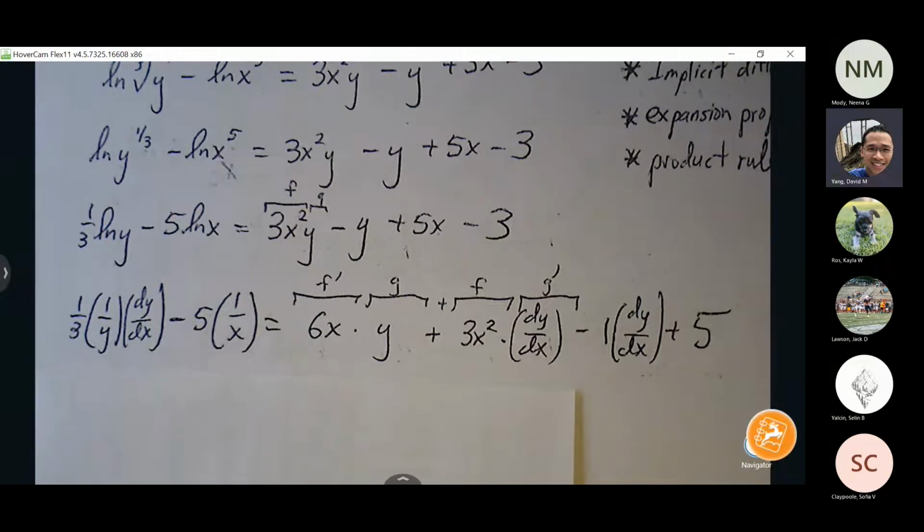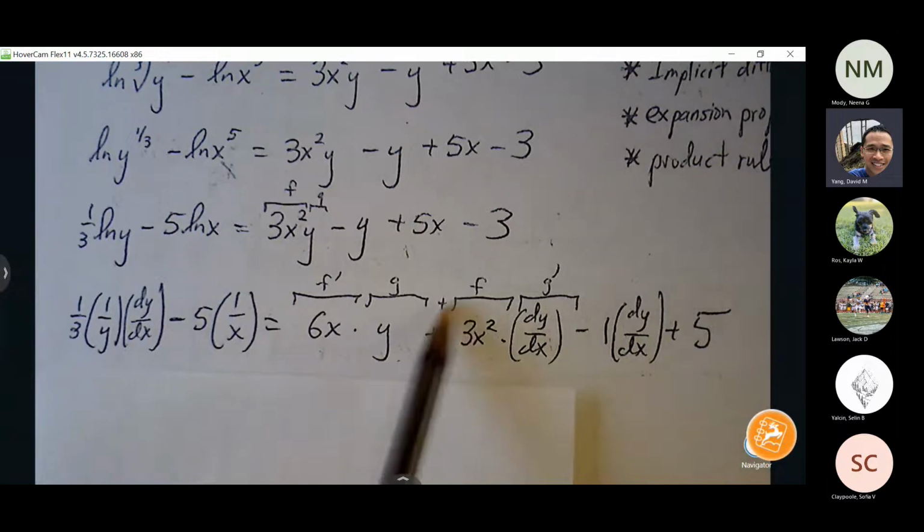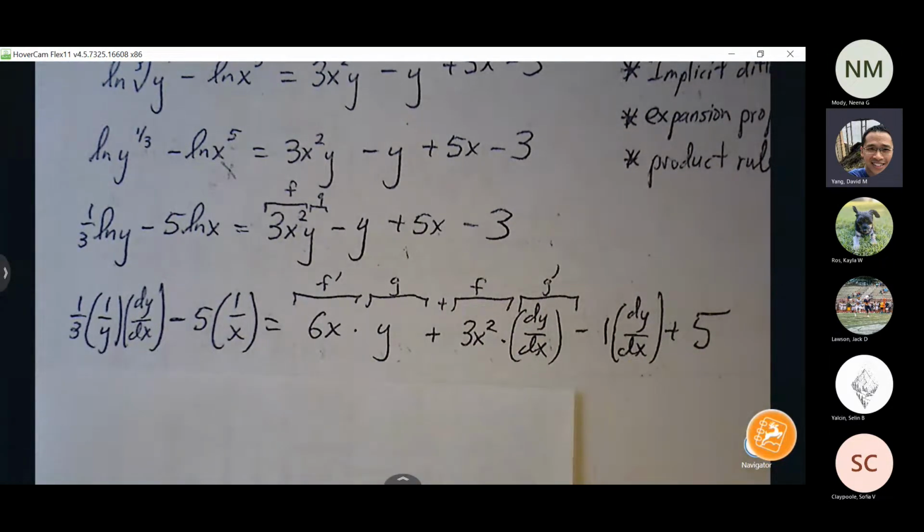Right, so the calculus is done. Now we're just collecting, moving, and getting the dy/dx arranged. I have three dy/dx terms. There's one dy/dx term, I have another dy/dx term, a third dy/dx term. So I'm going to start moving them to the left side, and everything that does not have dy/dx, I'm going to separate and move to the right side.